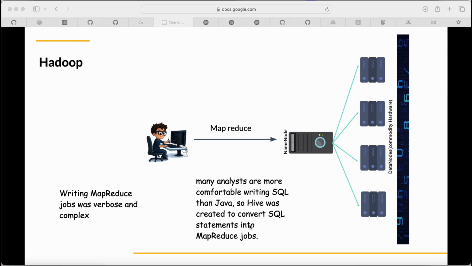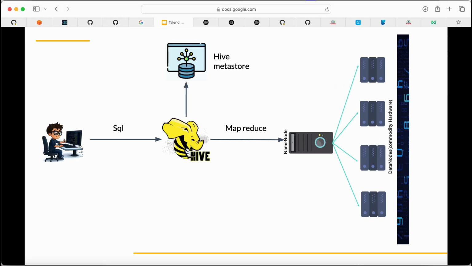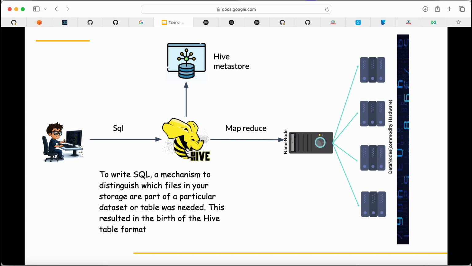So now the diagram looks like this, where the analyst writes SQL and Hive takes care of converting that to MapReduce. To write SQL, a mechanism to distinguish which files in your storage are part of a particular dataset or table was needed. This resulted in the birth of the Hive table format. It was a basic requirement when writing SQL: you should be able to recognize the set of files which belong to a particular dataset or table.